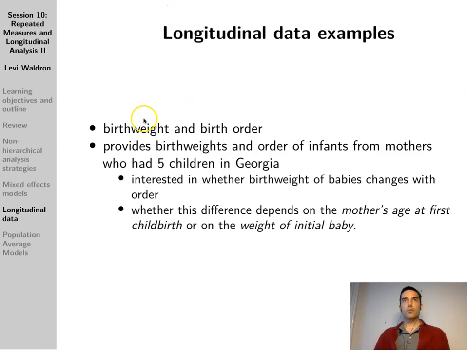So I'm going to introduce this Georgia Birthweights data set on birth weight and birth order that provides birth weights and the order of infants from mothers who had 5 children in Georgia. So it's a bit of an unusual data set in that all of these mothers had exactly 5 children, or at least they had at least 5, and we have data on those first 5 children. So we're interested in a couple of questions: whether the birth weight of babies changes with their order, and whether this difference depends on the mother's age at first childbirth or on the weight of the first baby.